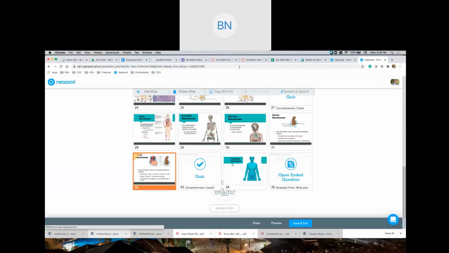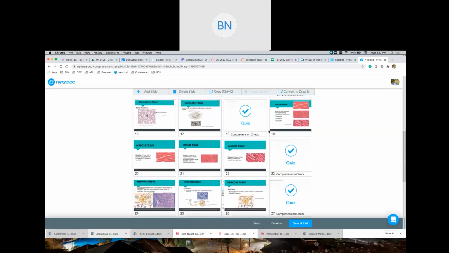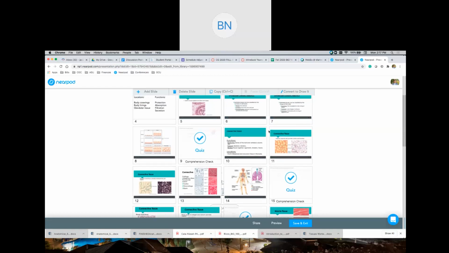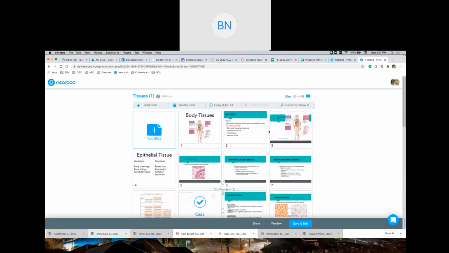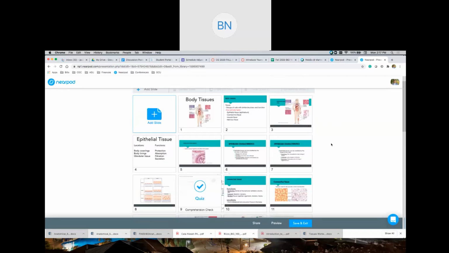Okay, so I'm going to stop sharing and then open it up to any questions, because I think that was pretty much it for tissues. You got some practice with the lab. You will need to be able to identify those same images and classify them based on tissue type.